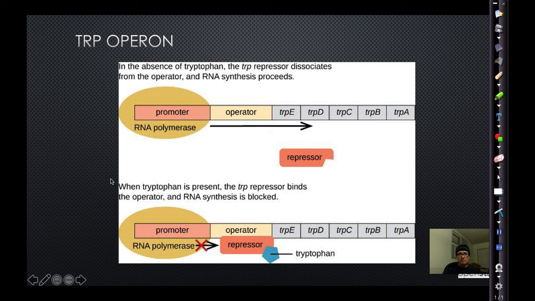However, if that cell comes upon media that is rich in tryptophan, it does not need to make its own tryptophan. The tryptophan will bind to the repressor protein, which then allows it to bind to the operator. When that repressor is bound to the operator, that then blocks RNA polymerase from doing transcription. You don't make the mRNA, therefore you do not make the enzymes for making tryptophan, which is a good thing because you don't need it because you have encountered tryptophan in the nutrients around you. So this is called a repressible operon.